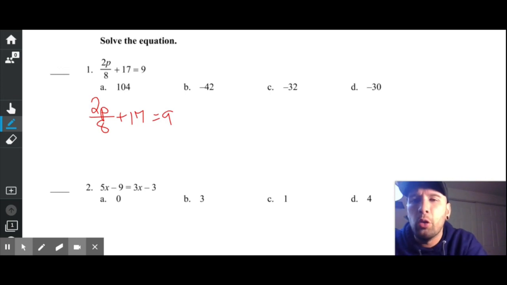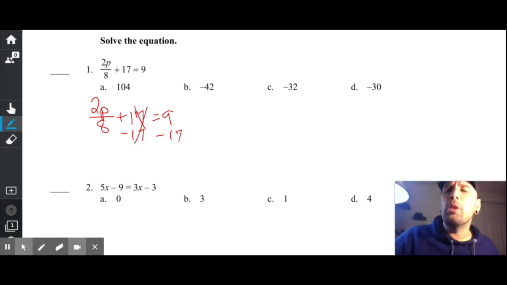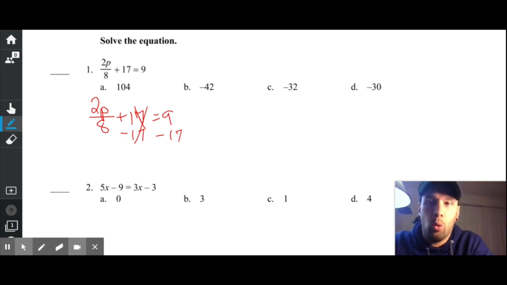First thing we have to do is get rid of that 17 right there. So minus 17, cross that out. While I'm at it, 2p over 8 is just 1p over 4, or p over 4. So why don't I do that while I'm at it? p over 4 equals 9 minus 17, which is negative 8.